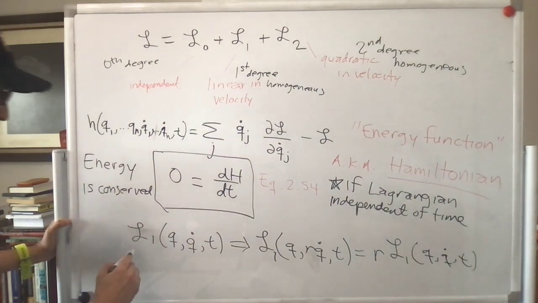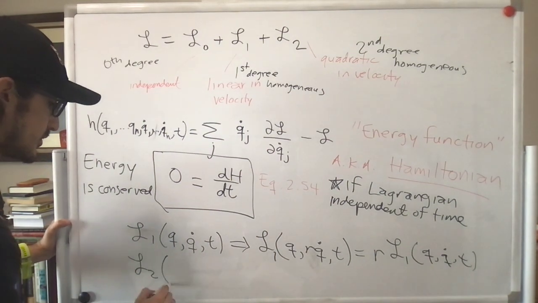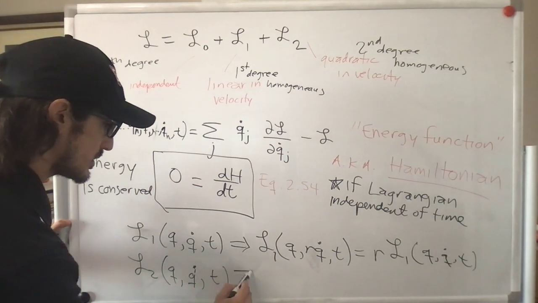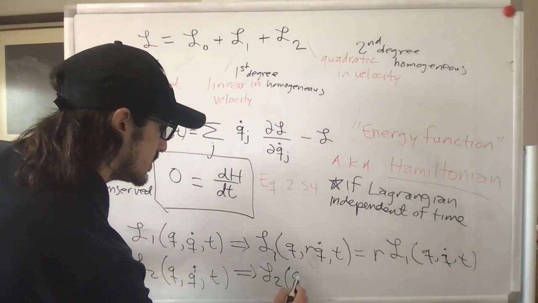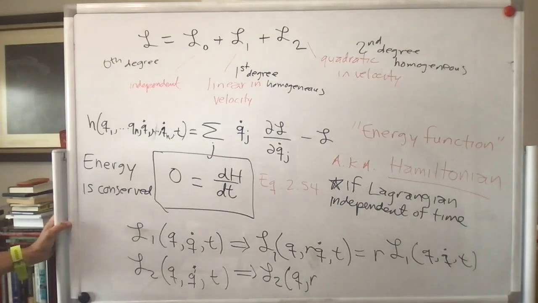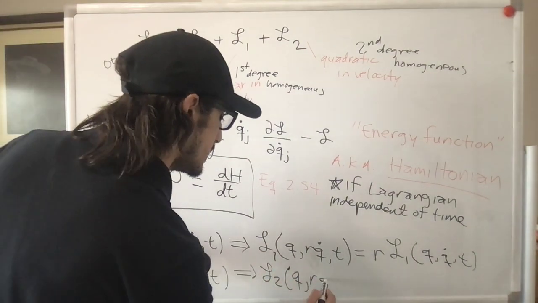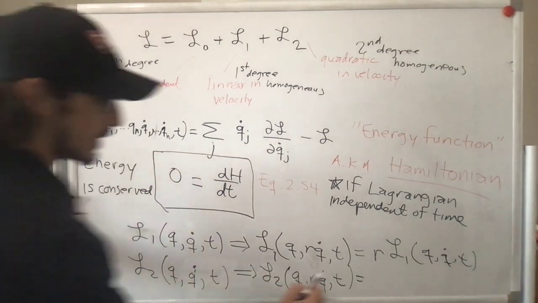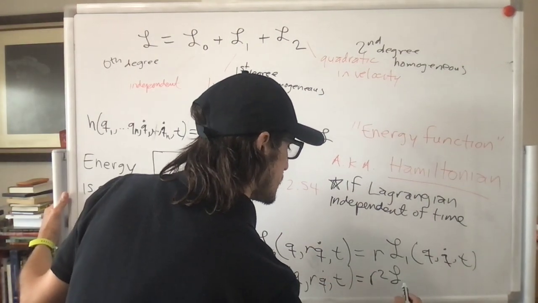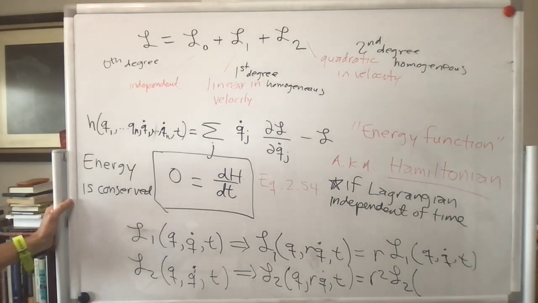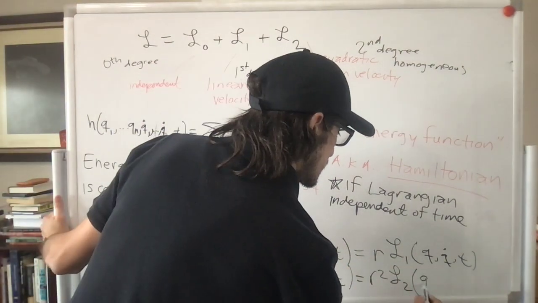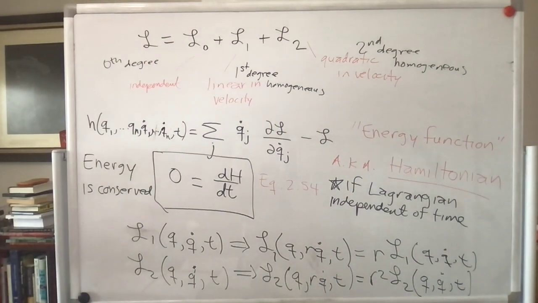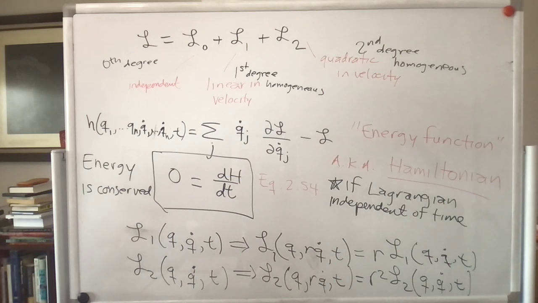And if you do it for the ones that are second degree, you multiply times r q dot, t. This is going to be r squared L2 of q, q dot, t. So the Lagrangian does have these properties.